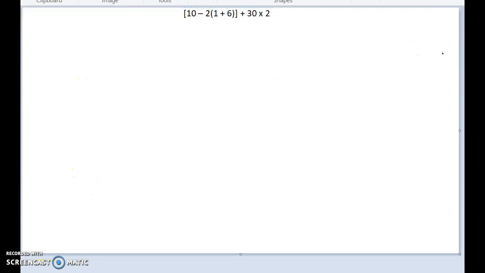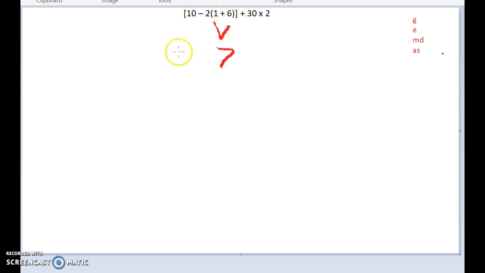Okay, so we have another problem to do, and it's going to follow GEMDAS. So we're first looking for grouping symbols, and we have a lot right here. So we have to work ourselves inside out. So for this one, I know I got to go from the innermost. 1 plus 6 is 7.